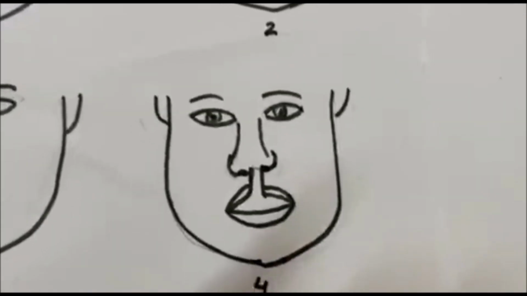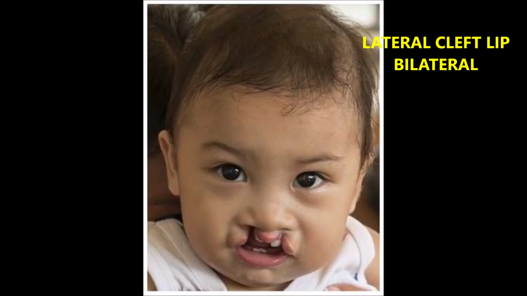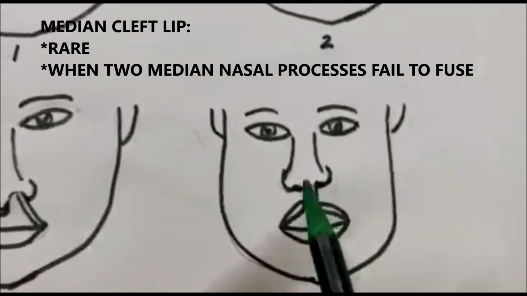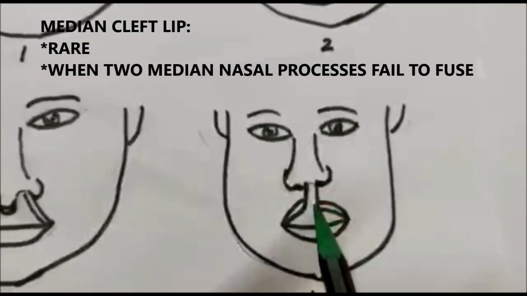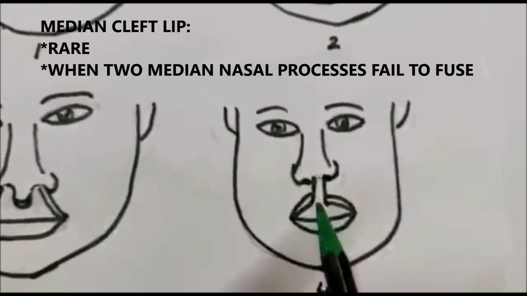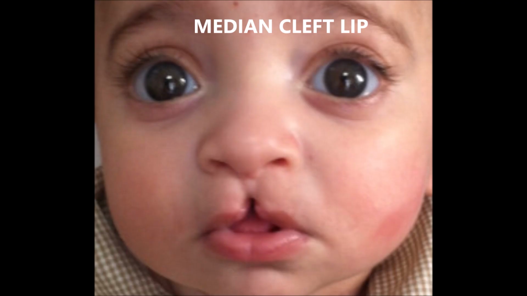Other types of facial clefts are as follows. This is called a median cleft lip. This occurs only when the two medial nasal processes do not fuse with each other, and that will lead to a midline cleft in the upper lip. This is a rare condition.